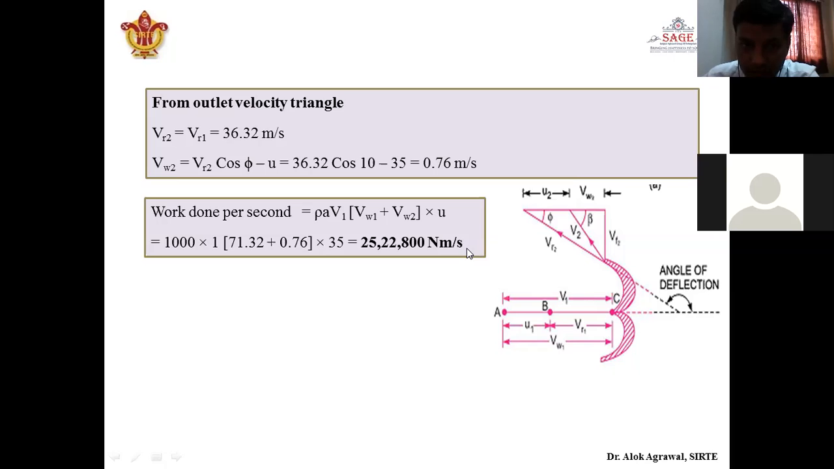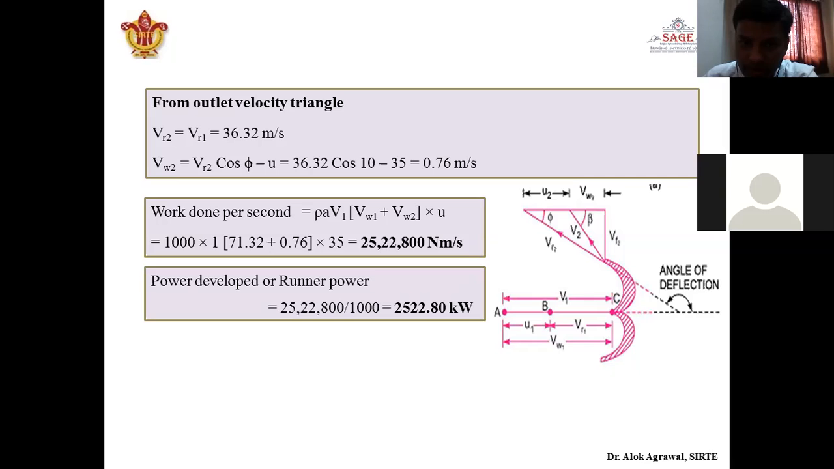Now what is it asking? It is asking for power developed. So again, we have to divide it by 1000. We'll get 2522.80 kilowatt as power developed, and this power developed is also known as runner power. So we have calculated runner power.